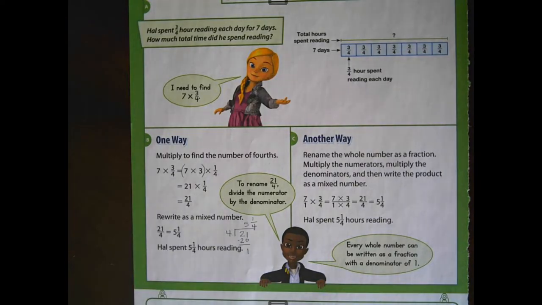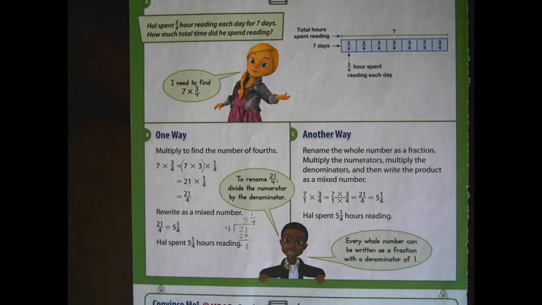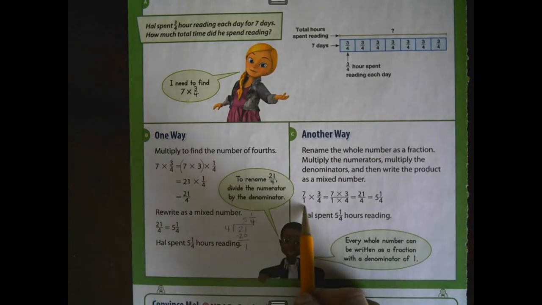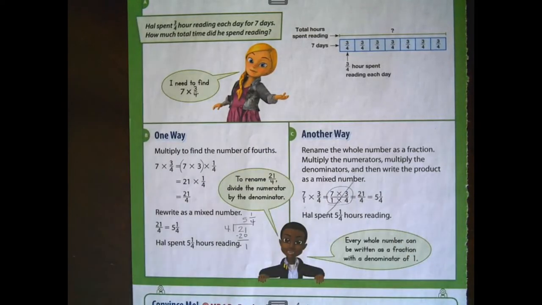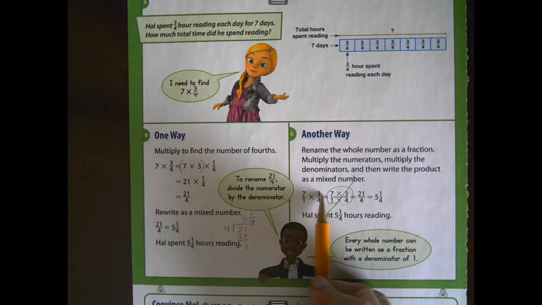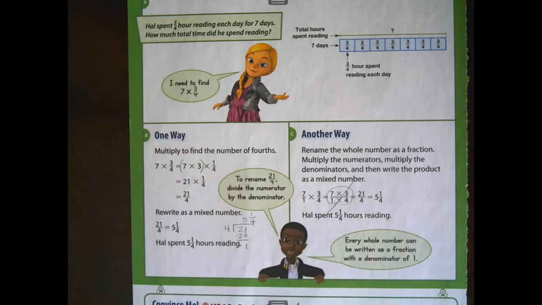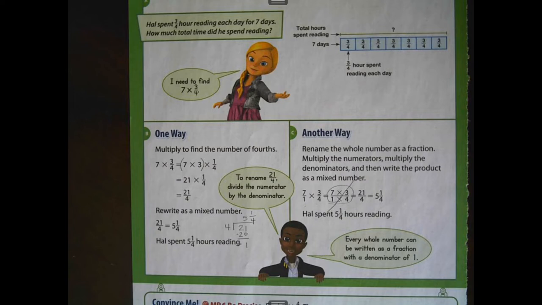All right, another way that we can do this is we can rename the whole number as a fraction. I've shown you that over the last 2 lessons. I was calling that my shortcut method. And then you can multiply the numerators together, multiply the denominators together, and then write the product as a mixed number. So 7 times 3/4, they've rewritten 7 as 7/1 times 3/4. This step right here is not necessary. If you just know you're multiplying 7 times 3 to get 21 and 1 times 4 to get 4. Again, you're going to rewrite that improper fraction as a mixed number. So we did that in the first strategy.